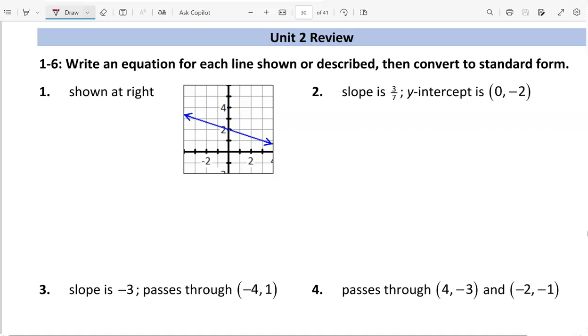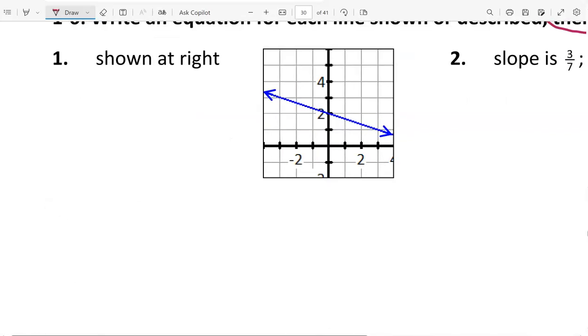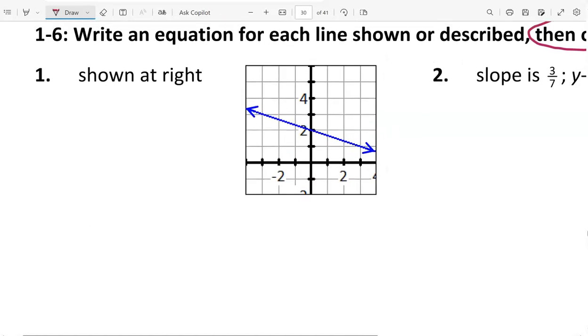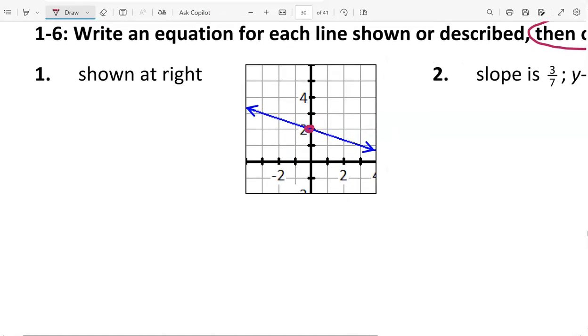This is a video walkthrough for the Unit 2 review. In 1 through 6, we're asked to write the equation of the line for each shown or described, and then convert it to standard form. That means we are not going to start in standard form, but we're going to convert whatever we write into standard form.